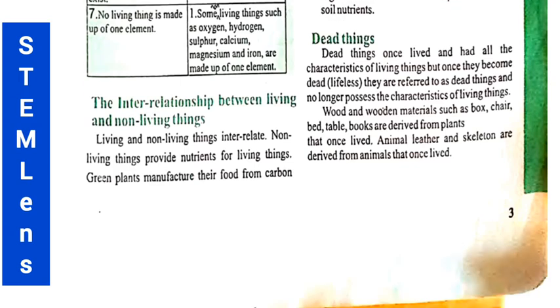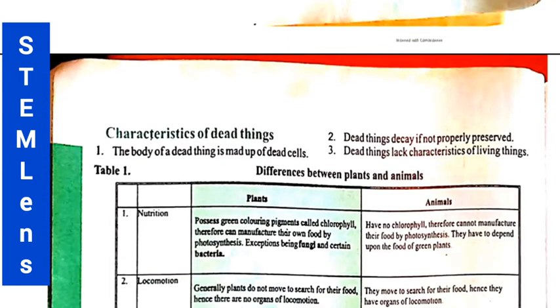Wood and wooden materials such as box, chair, bed, table, books are derived from plants that once lived. Animal leather and skeleton are derived from animals that once lived. So you can see how living things are still being utilized even after their death. They are still being utilized as non-living things. So characteristics of dead things: the body of a dead thing is made up of dead cells, dead things decay if not properly preserved, and dead things lack characteristics of living things.